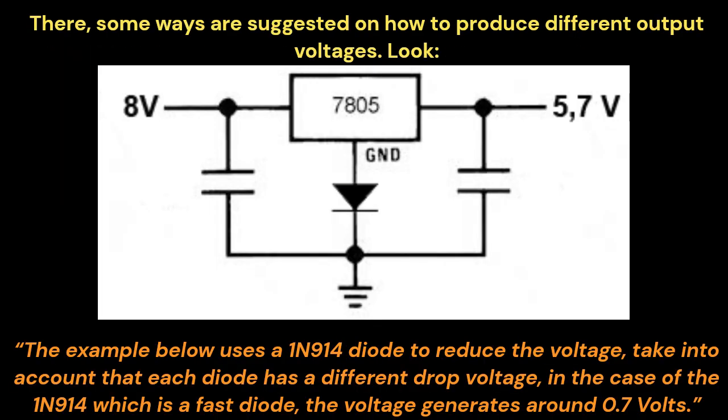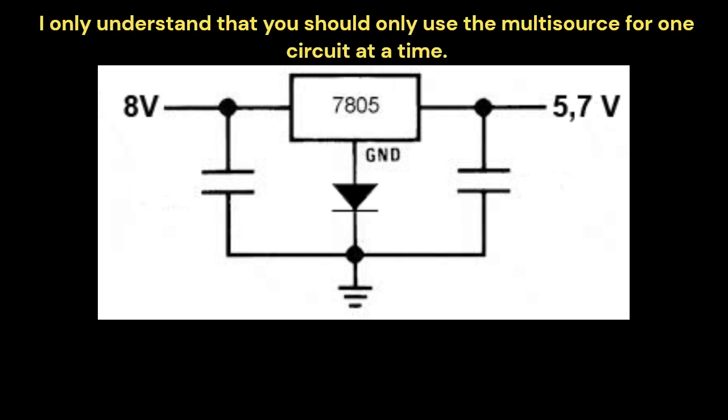Some ways are suggested on how to produce different output voltages. Look. The example below uses a 1N914 diode to reduce the voltage. Take into account that each diode has a different voltage drop. In the case of the 1N914, which is a fast diode, the voltage drop is around 0.7 volts. I only understand that you should only use the multi-source for one circuit at a time.